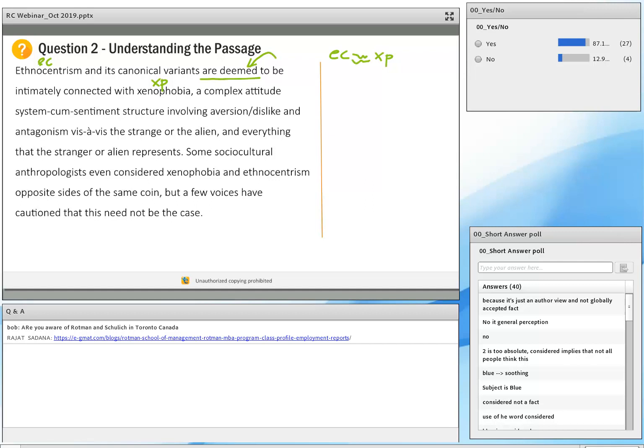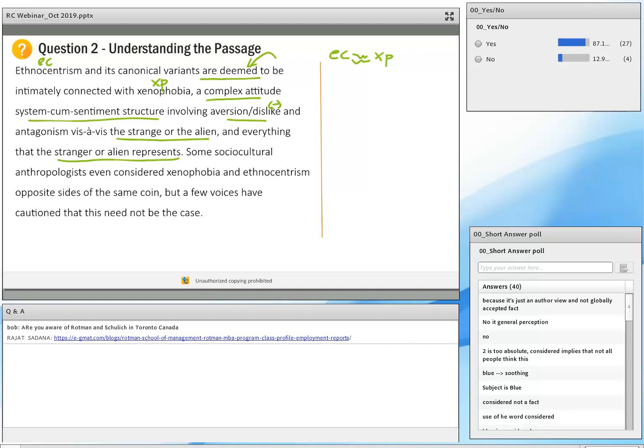Okay, then a complex attitude, system cum sentiment structure. Oh, these are pretty heavy words. A complex system. Okay, I can just shorten it up like that. Involving aversion, dislike, and antagonism. This is really hatred, so negative feelings, hatred, and antagonism vis-a-vis the strange or the alien, towards the alien, and everything that the stranger or the alien represents.